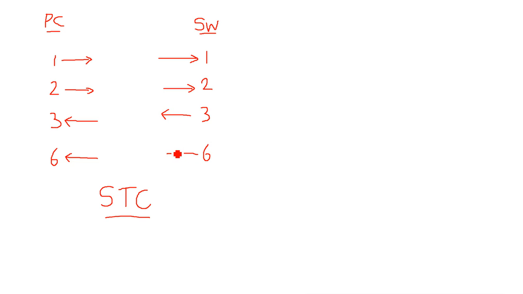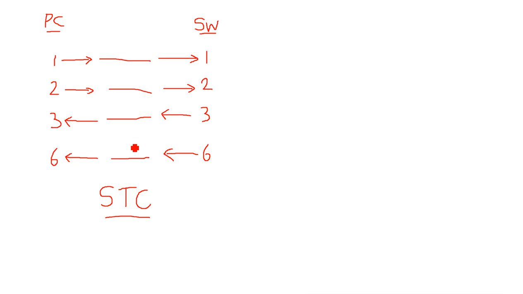So for connecting these different devices, we use a straight through cable. For a straight through cable, we connect 1 to 1, 2 to 2, 3 to 3, and 6 to 6 straightly. So the PC will send the data from 1 and 2, and the switch will receive the data on 1 and 2, and the switch will send data from 3 and 6, and the PC will receive the data on 3 and 6. So it goes straight. So we use a straight through cable.